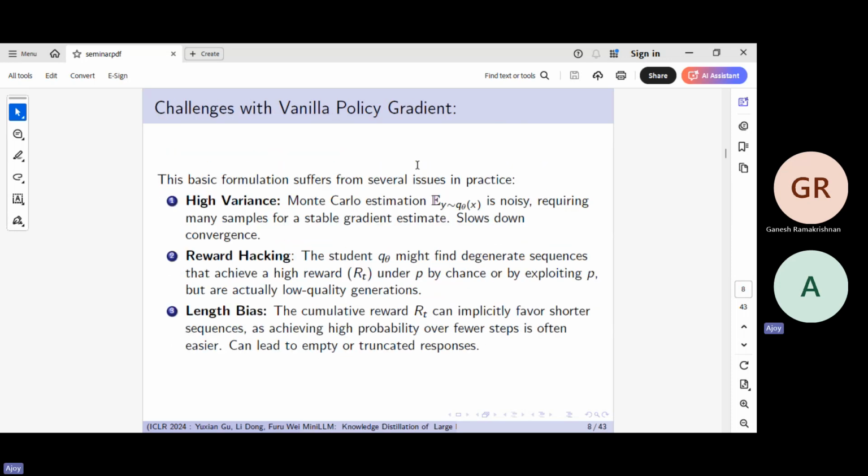This presents the problems. The policy gradient variance theorem. So till now we are not done with this Monte Carlo estimation which they did. This is just Monte Carlo estimation, so it is a high variance problem.